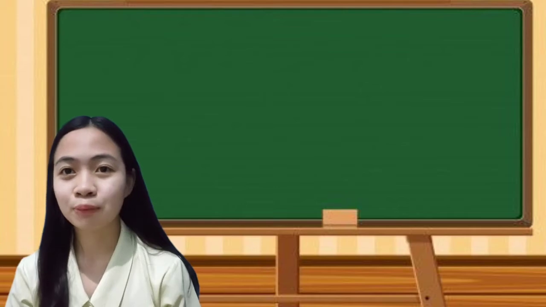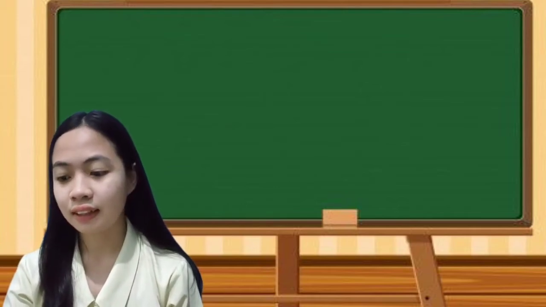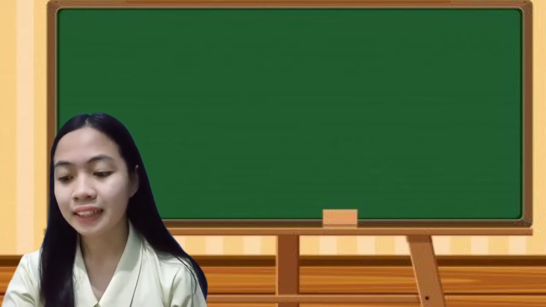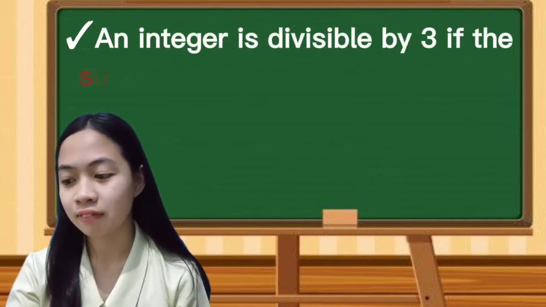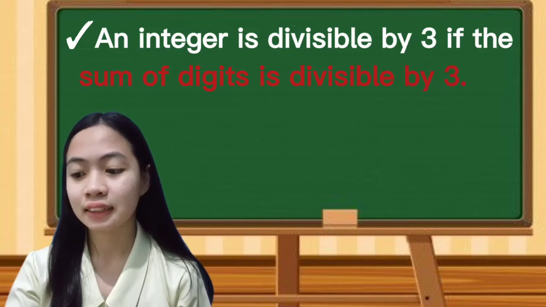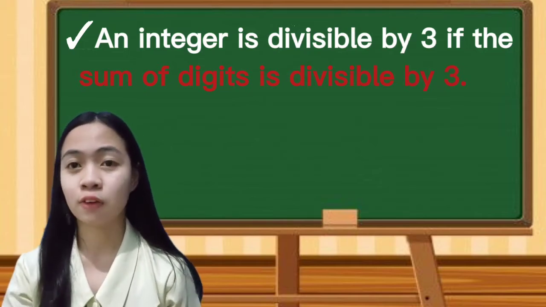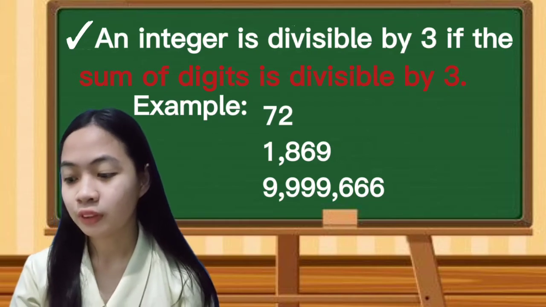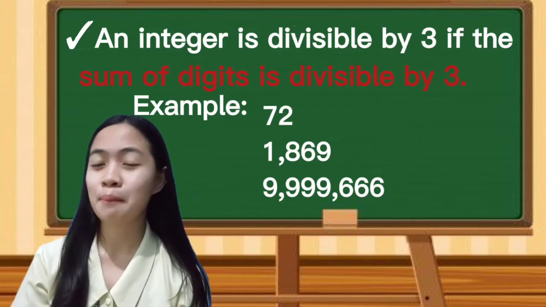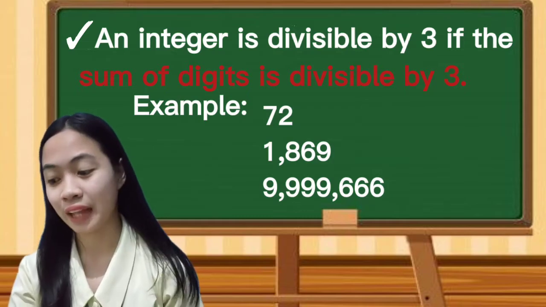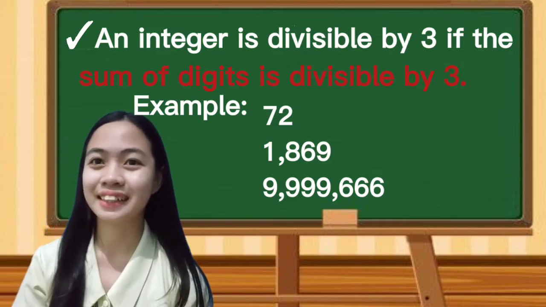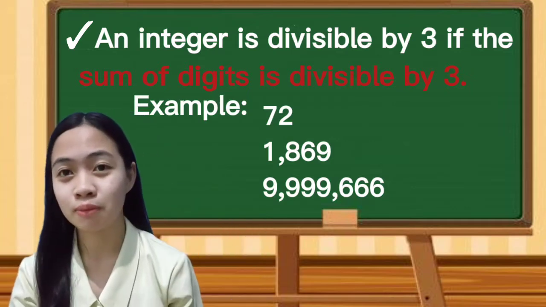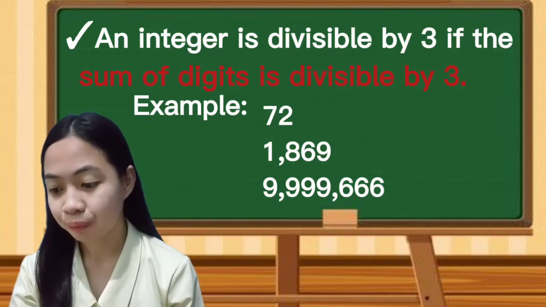So, let's proceed to the divisibility rule of 3. An integer is divisible by 3 if the sum of its digits is divisible by 3. For example, 72. 7 plus 2 is equal to 9. 9 is divisible by 3, since 3 times 3 is equal to 9. So, 72 is also divisible by 3.